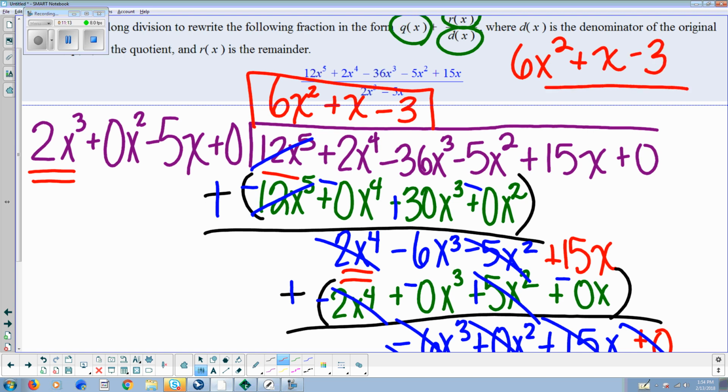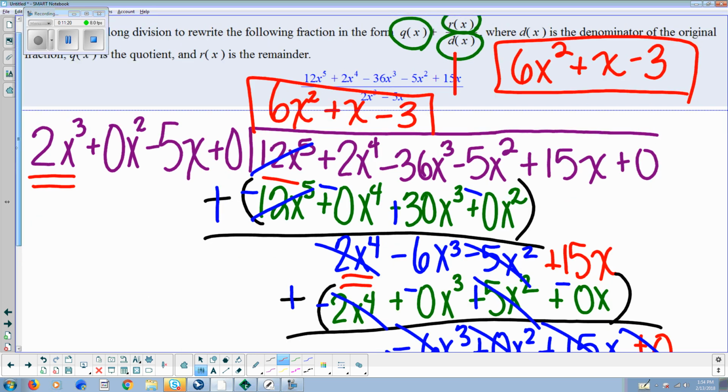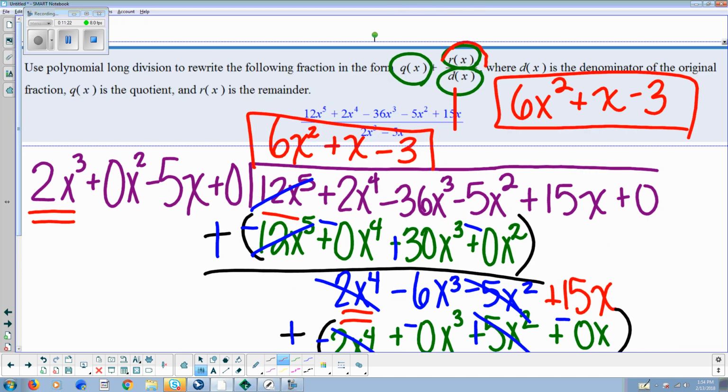Since there was no remainder, I don't have to write a remainder over a divisor. Sorry about that, if there is no remainder. So this part right here is not necessary. I'm just having to list my quotient.